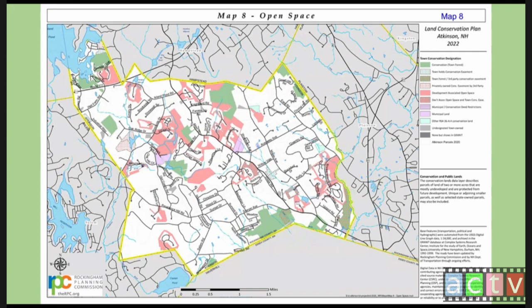Municipal land such as Town Hall is shown in light purple, and undesignated town-owned land that is not under conservation protection is shown in gray on this map. So if the town is looking for someplace to put a police station, those might be places that they might want to look at.